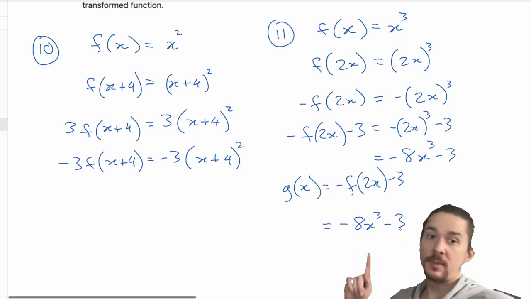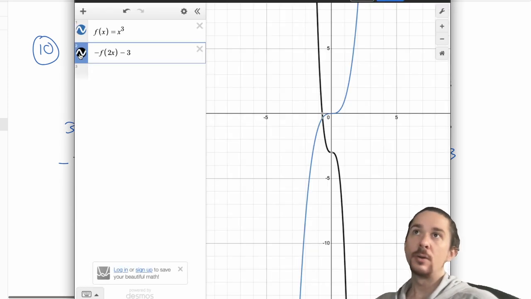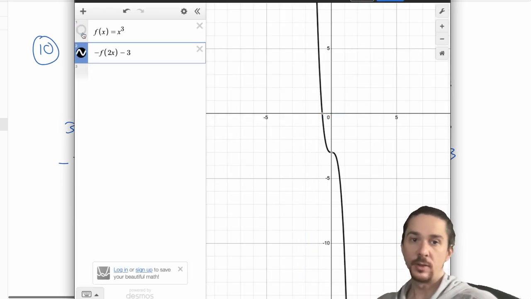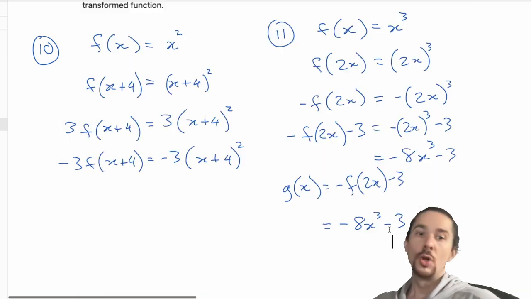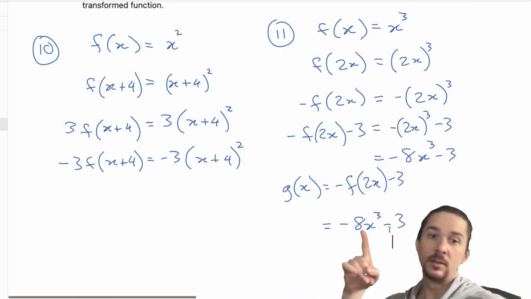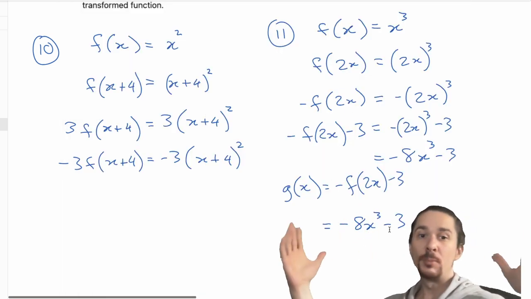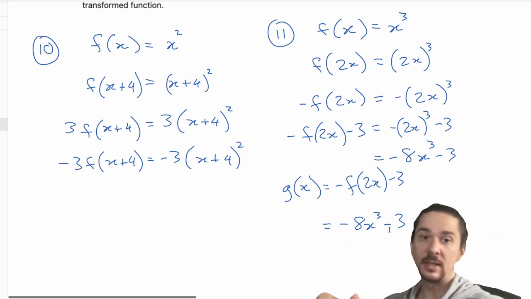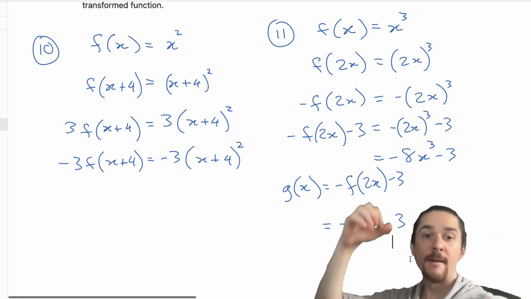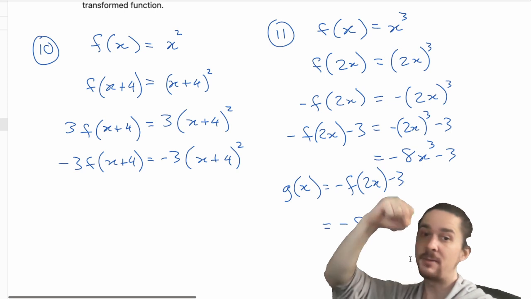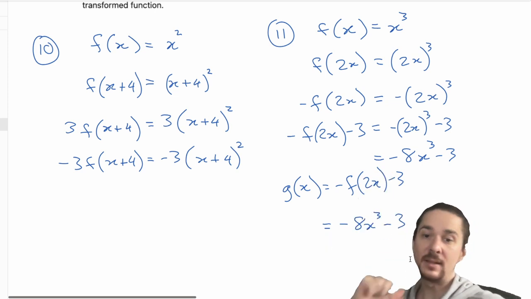Now, I want to point something out here. Here's our original function. If we apply these transformations, here is the new function. There's something really important to point out here, though. We could reach this same transformation by doing something different. Instead of compressing it by a factor of 2, flipping it and shifting it down, what we could do is scale it vertically, not horizontally, vertically by a factor of negative 8. That will flip it and stretch it and then shift it upside down.